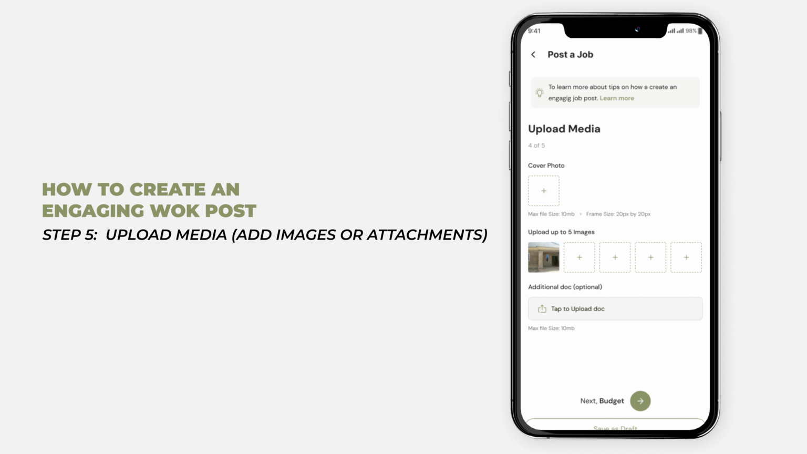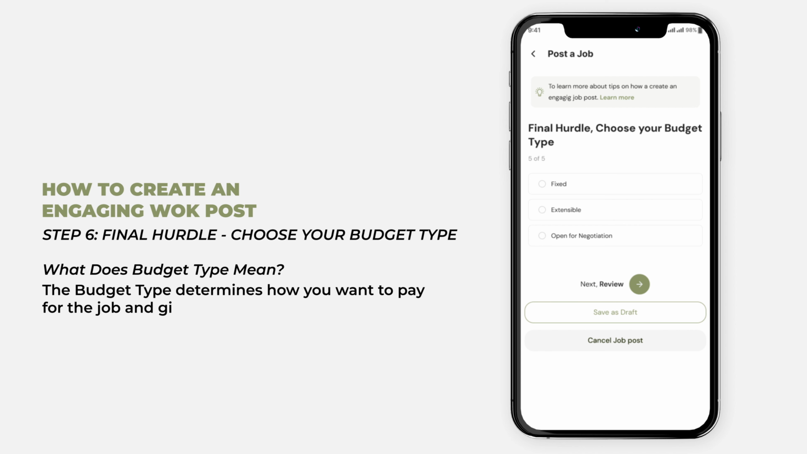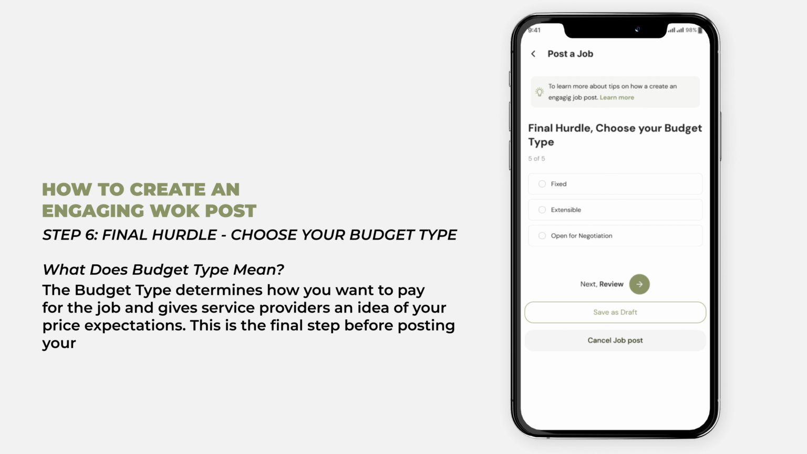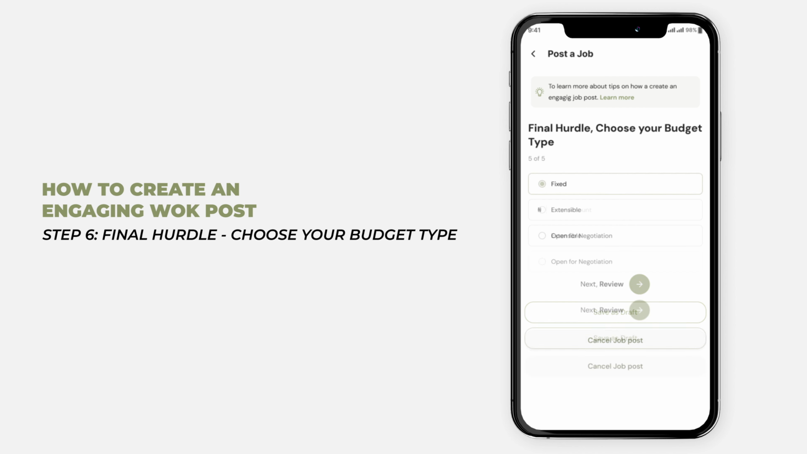Step 6. Final hurdle. The final hurdle is to choose your budget type. What does your budget type actually mean? The budget type determines how you want to pay for the job and gives the service provider an idea of your price expectations. This is the final step before posting your work, so take your time to choose the right option. Budget type options exist and they include fixed budgets.